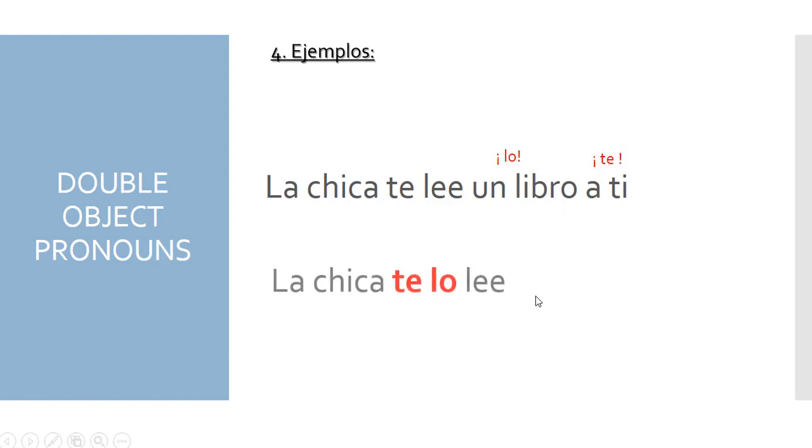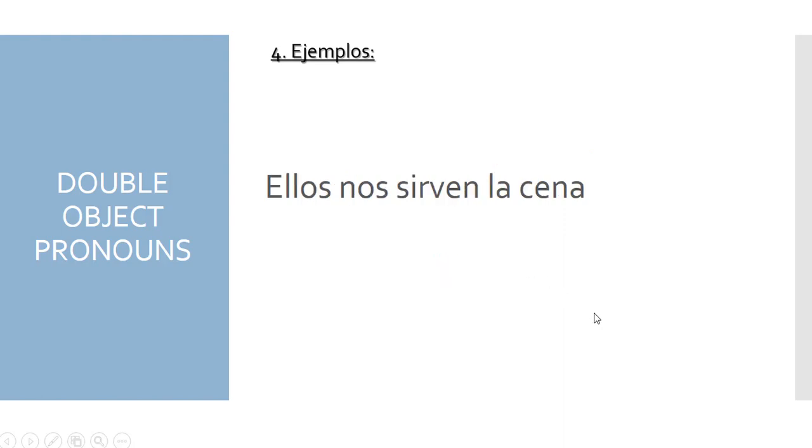Remember, if we already have the pronoun te in the sentence, don't put two tes. Don't put te, lo, le. The te is already there, just leave it. And then let's put the direct object pronoun in there too. La chica te lo lee. What does that mean? The girl reads it, the book, to you. She reads it to you. La chica te lo lee.